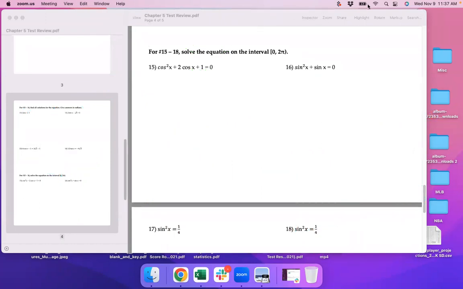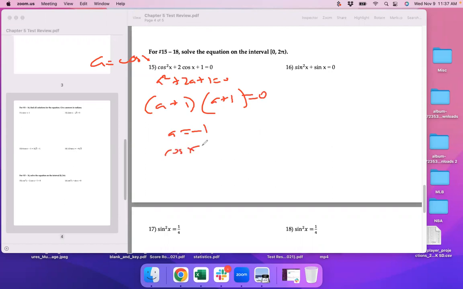And this will involve some factoring. So think of it as like a squared plus 2a plus 1, where a equals cos x. Use that as a bridge. If you factor, not too bad. A plus 1, a plus 1. So you have two factors that are identical. So a has to equal negative 1, or cos x has to equal negative 1.